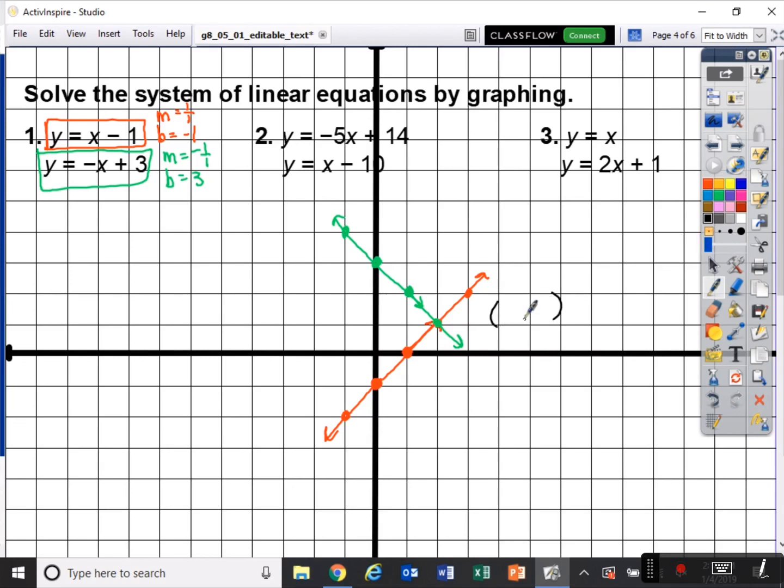The answer is a point, the x and the y. So I look at this point, and I go straight down to the x, and I mark it. Go back to the point, go straight over to the y-axis, and I mark it. Remember, x goes first. The x, 1, 2, and the y is 1. So my answer is 2, 1. Remember, we can check these.